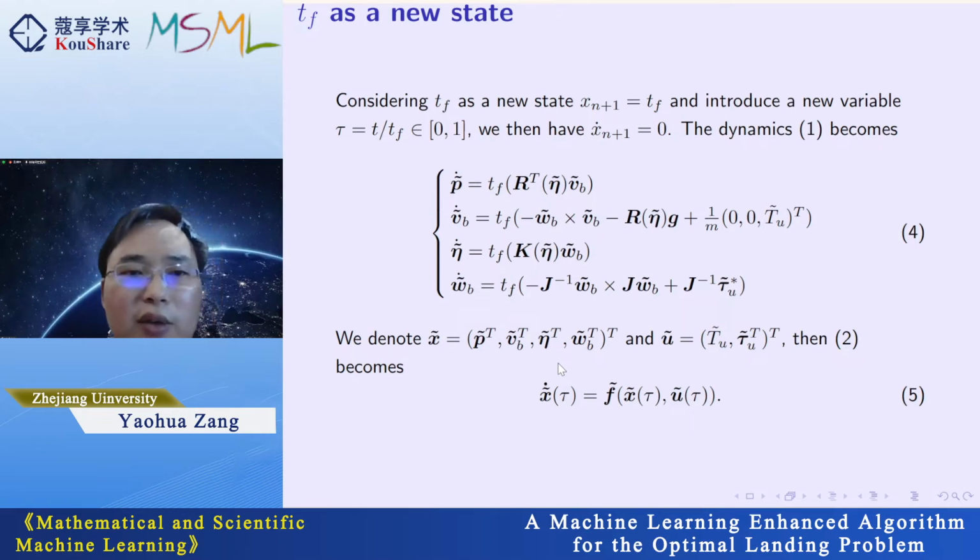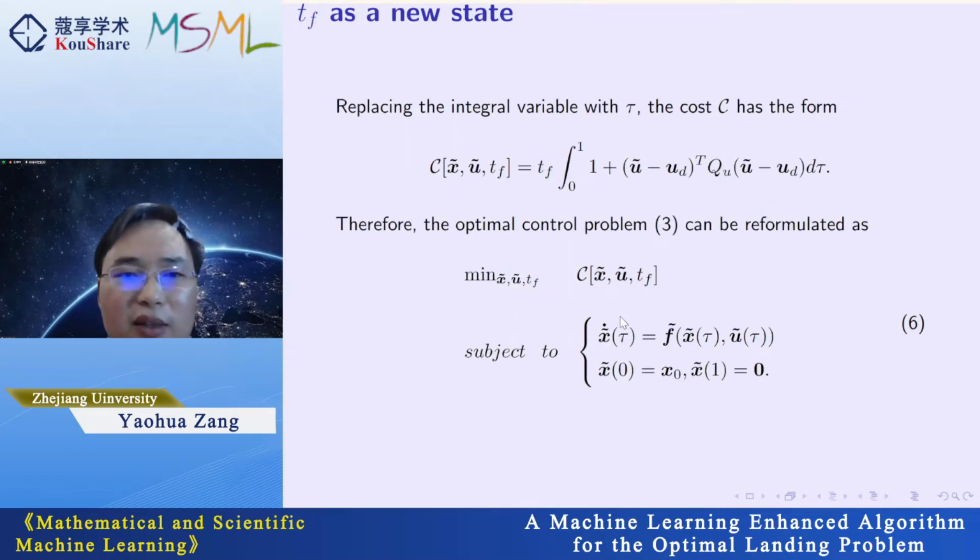To do that, we consider the Tf as a new state x n plus 1 and introduce a new variable tau, which equals the division between t and Tf. We then have the dot of the new state x n plus 1 equals 0. So the original dynamics will become the following equation 4. We denote x tilde and u tilde with these two forms respectively. Then the simplified dynamics 2 will become the following form.